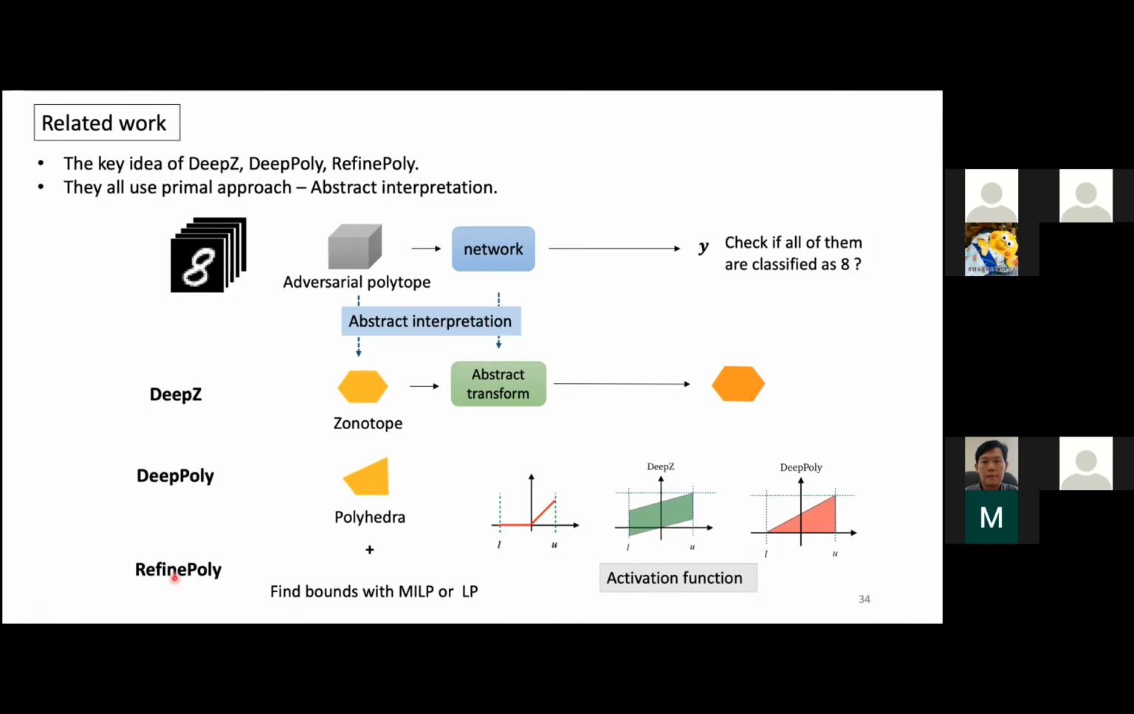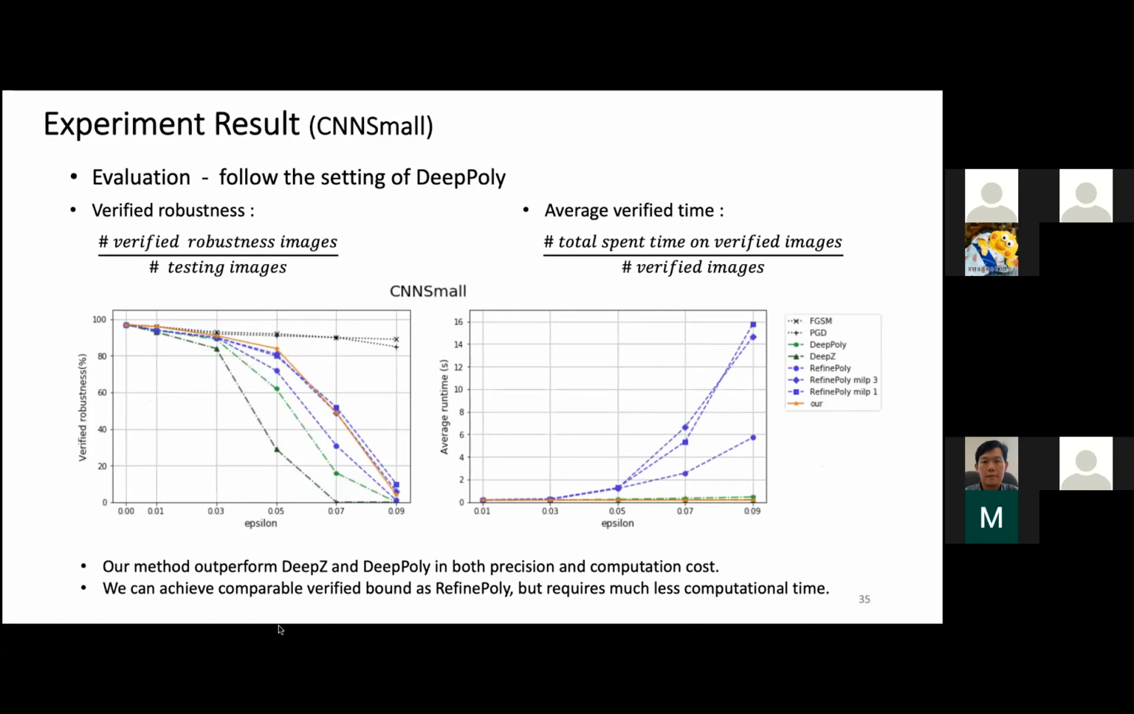RefinePoly is the evolved version of DeepPoly because the authors think the intermediate bound predicted by DeepPoly is not precise. So they use some optimization solver like MILP or LP to find the tighter bound here. So let's see the results of our experiments here.